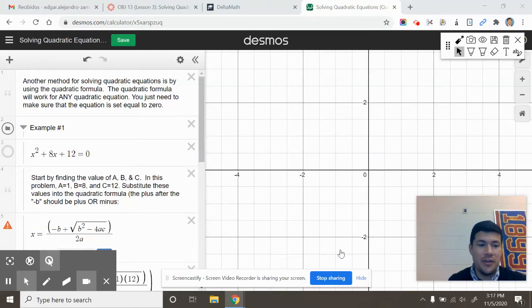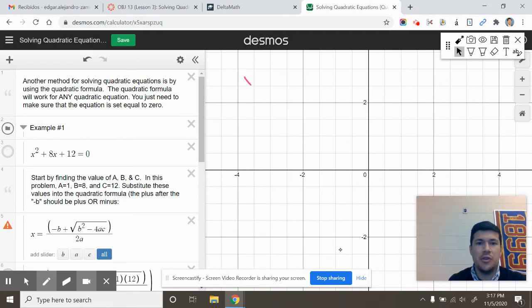Hello guys, we're going to solve a quadratic equation using the quadratic formula. So let's go. We're going to start with a really simple one. It's x squared plus 8x plus 12, and it's already set equal to 0. So piece of cake, right?